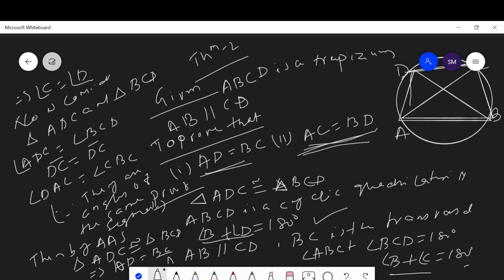Hence we have proved that AC is equal to BD. This means if ABCD is a cyclic trapezium inscribed in the circle, then it is an isosceles trapezium whose two non-parallel sides are of equal measure and its diagonals are of equal measure.